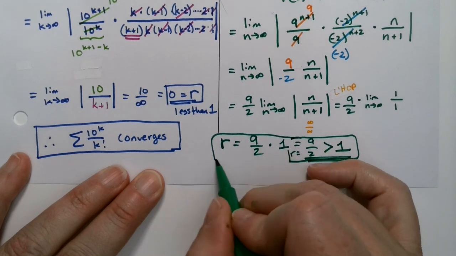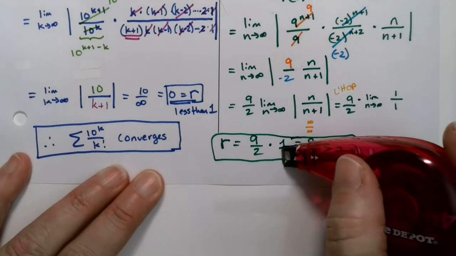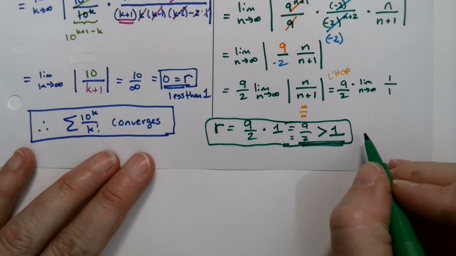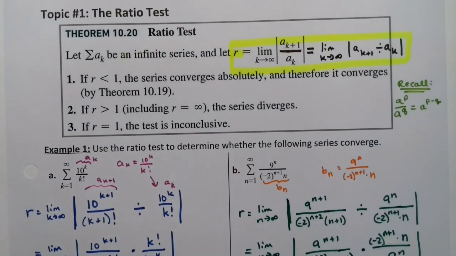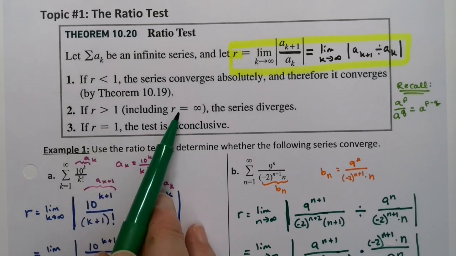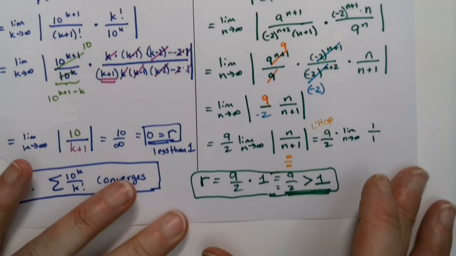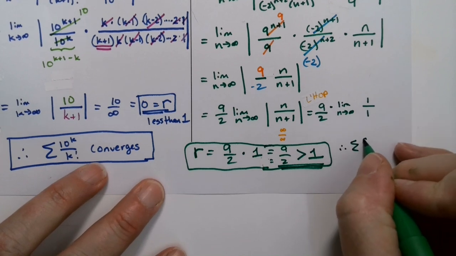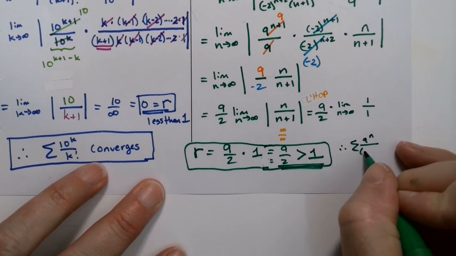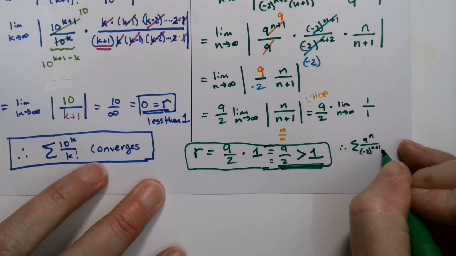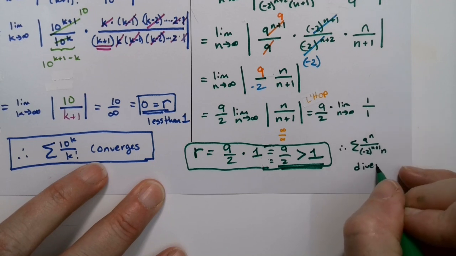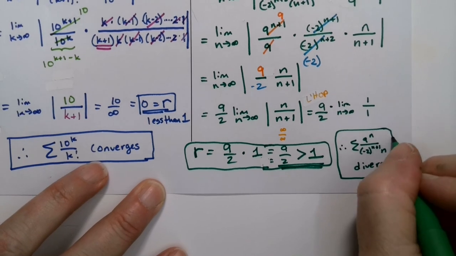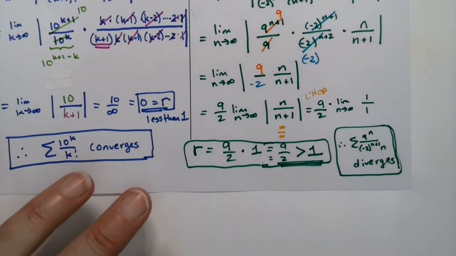I'm just going to box the whole thing. Erase that extra r in there. All right, greater than 1, let's go back to the ratio test. If it's greater than 1, including infinity, then the series diverges. So therefore, our series, which was 9 to the n over negative 2 to the n plus 1 times n, diverges. My box got a little weird there.